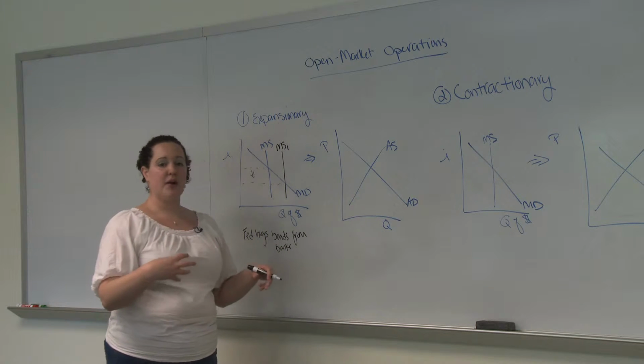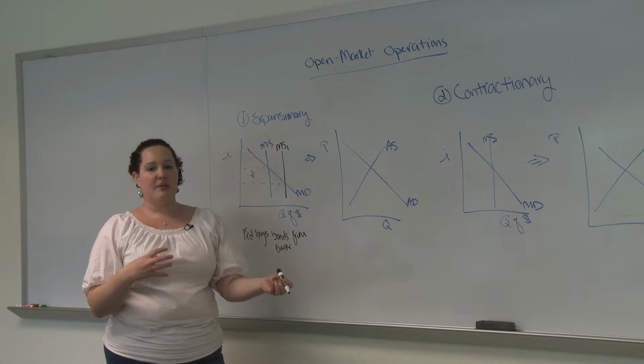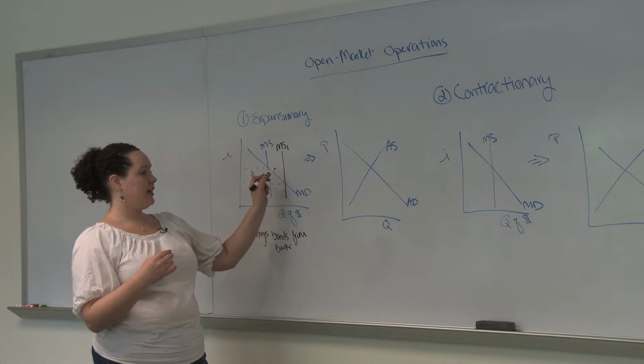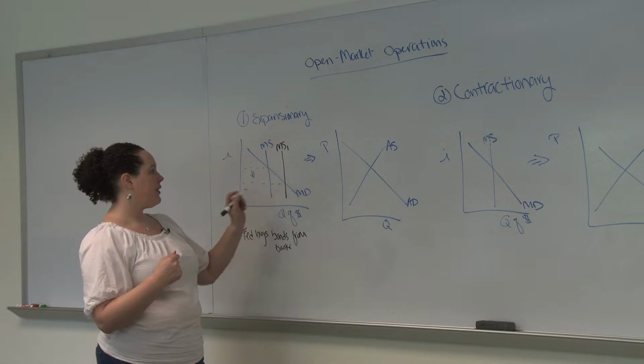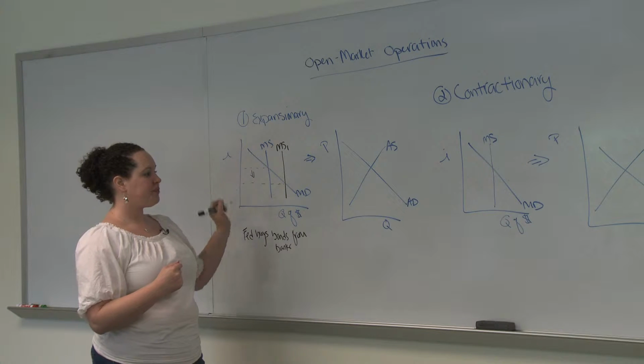When the Fed buys those bonds, they give the banks money in return. The banks then take that money and use it to make loans or put it in their reserves, those sorts of things. So effectively, we've increased the money supply. Like I said, when we increase the money supply, the interest rate goes down.